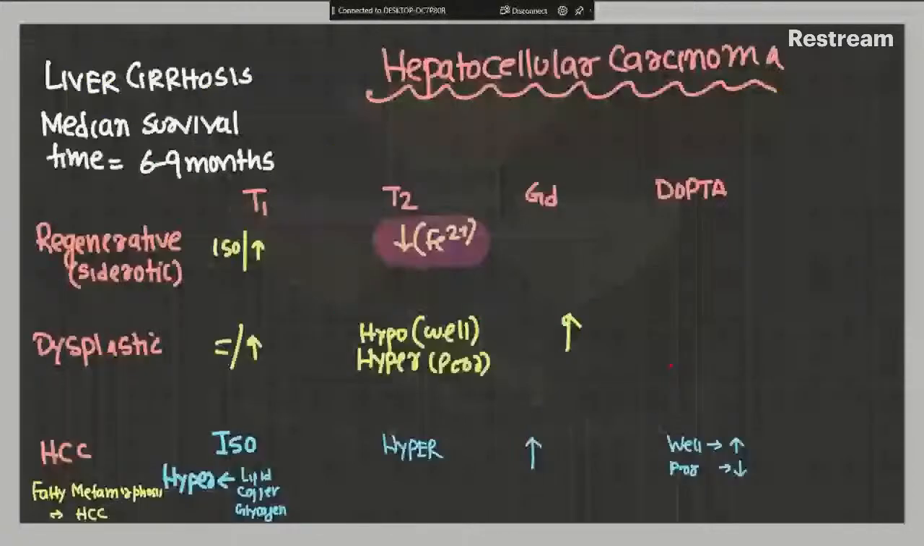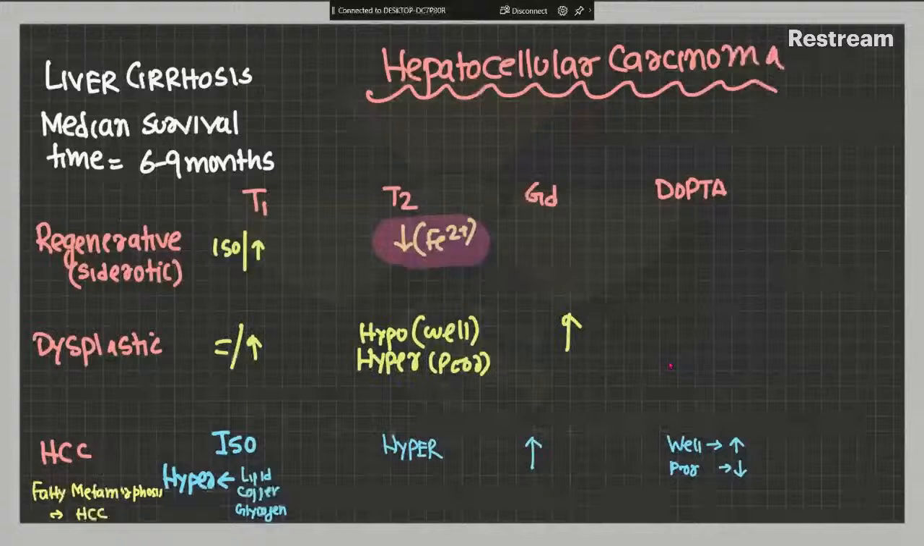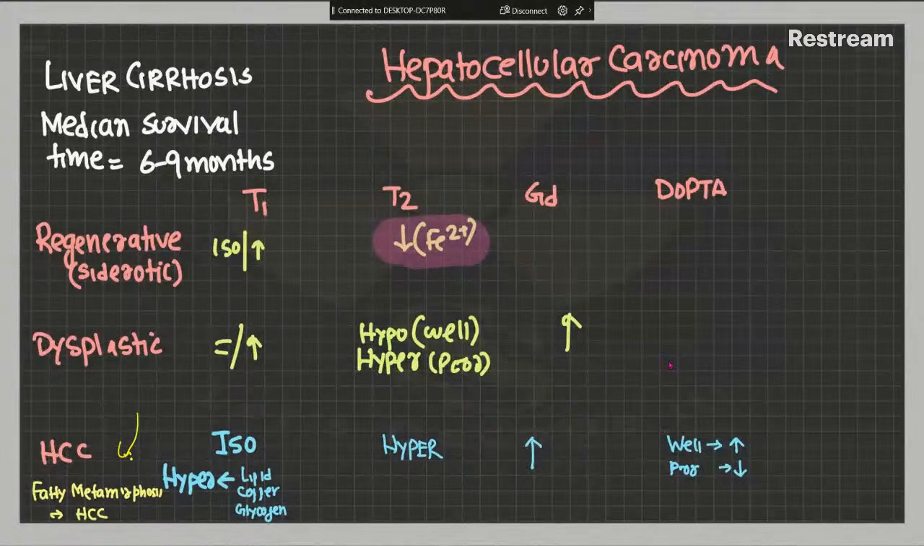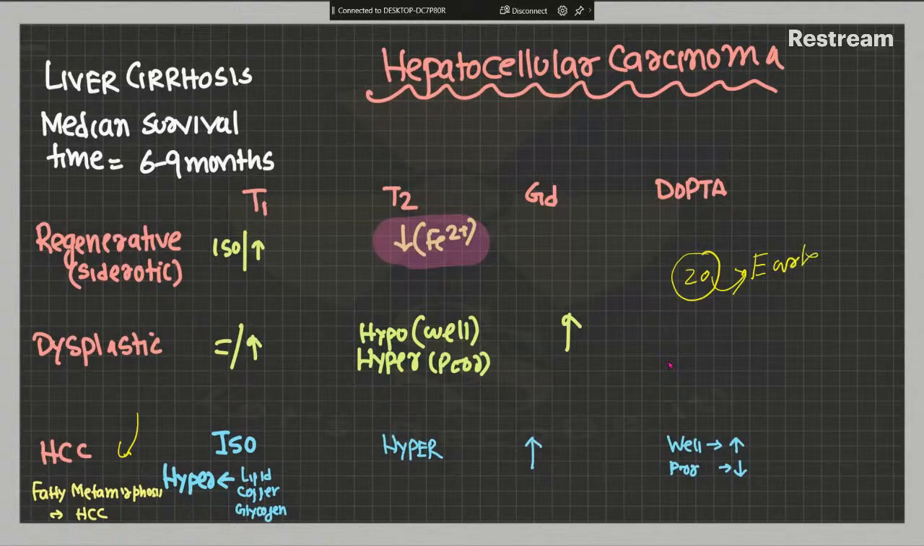First, before coming to LIRADS, the basic imaging finding of hepatocellular carcinoma is that it enhances vividly in the early arterial phase. In the arterial phase, a vividly enhancing lesion in a background of CLD, your first differential diagnosis will be hepatocellular carcinoma. That means you have to rule out hepatocellular carcinoma.